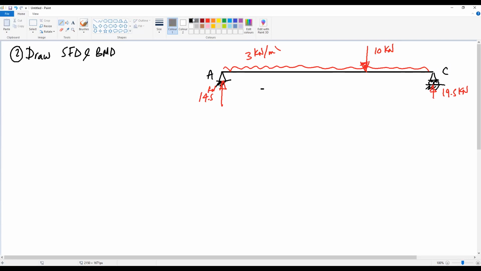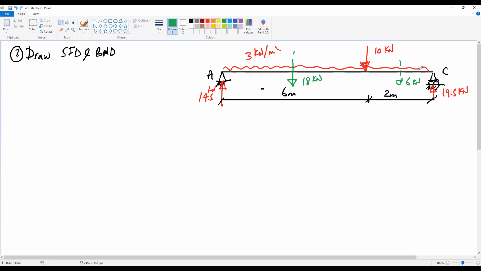The dimensions are 6 meter and 2 meter. We have concentrated loads here, 18 kilonewton and 6 kilonewton.